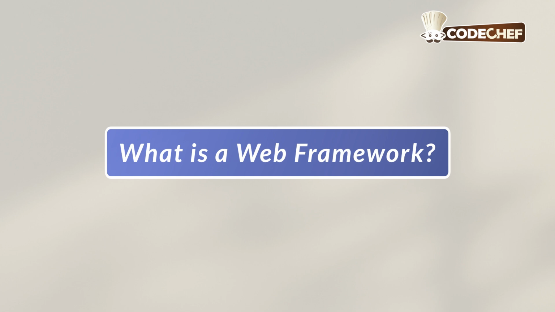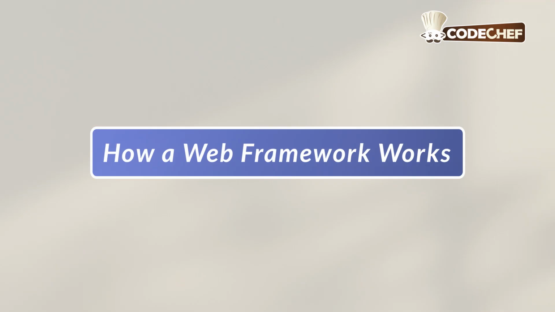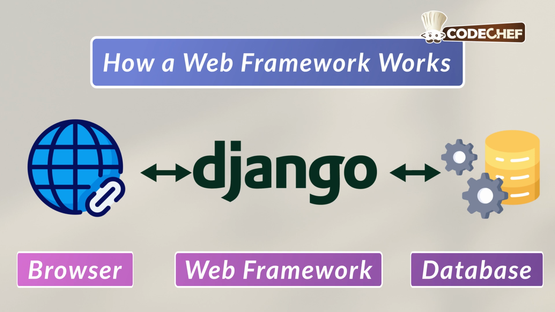Now, before we dive deeper, let us understand what a web framework is. A web framework is like a toolbox that gives you ready-made tools to build websites. So instead of starting from scratch, you get built-in components for handling things like URLs, databases, security, and templates. Think of it like building a house. You don't make every brick yourself. You use pre-made materials and you focus on the design. Now, Django is that toolbox for Python developers. It handles the hard parts so you can focus on features and creativity.